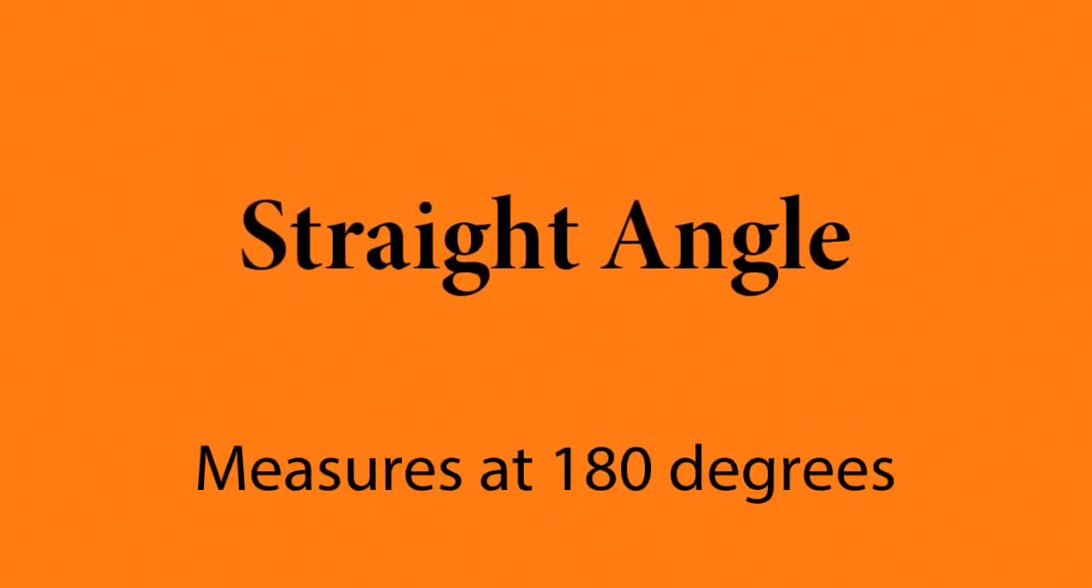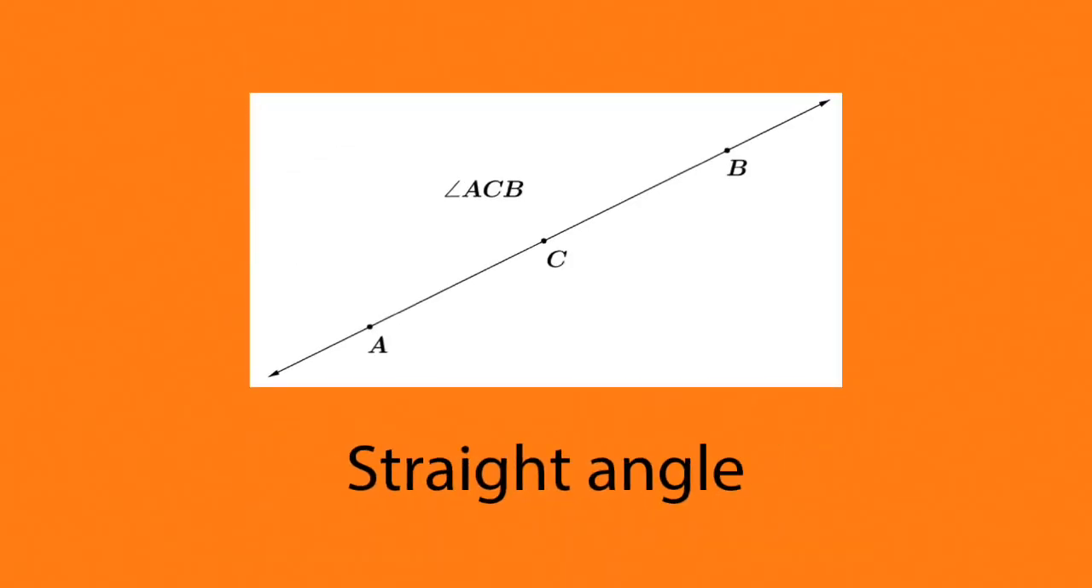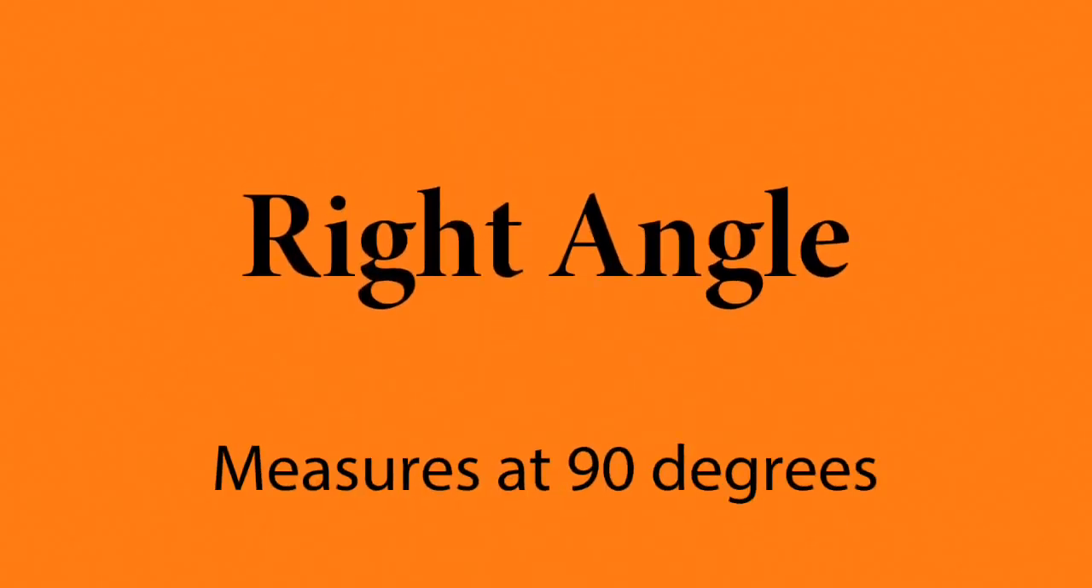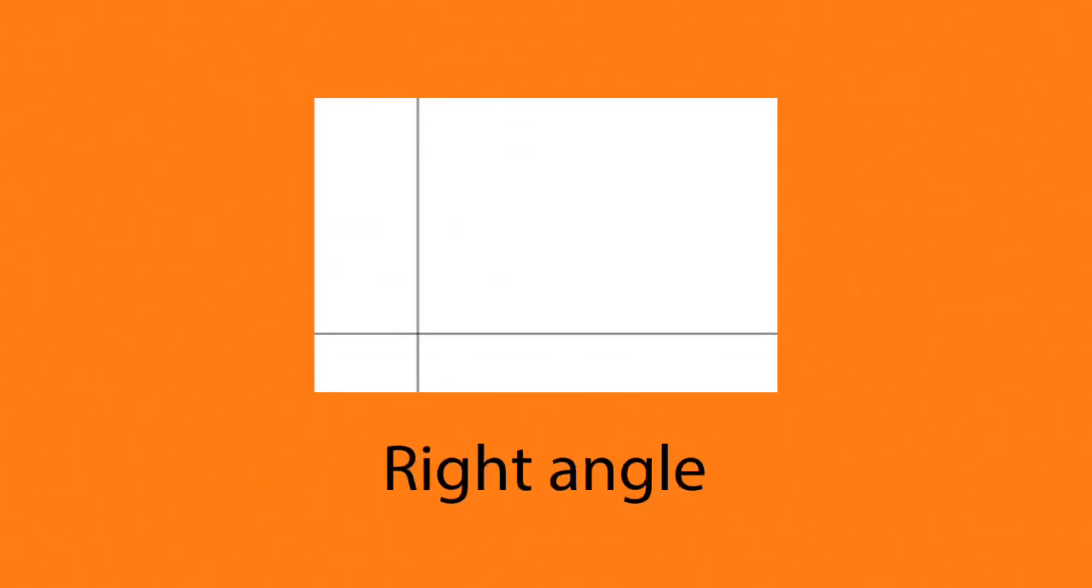The next definition is that of a straight angle. A straight angle is an angle which measures 180 degrees. Basically, it's just a silly way of saying that every line is in fact a straight angle. If you look at the angle ACB, it measures 180 degrees. On the other hand, a right angle measures 90 degrees, or exactly half of a straight angle. Here is an example of a right angle, two lines meeting at 90 degrees.